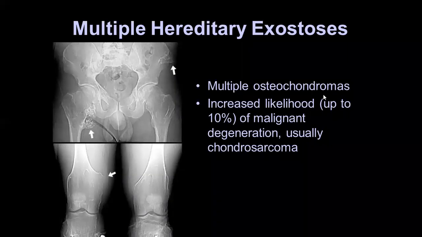This one, yeah, is multiple exostoses, which is the hereditary type, and here the malignancy risk is increased. And yes, when you find a child with one exostosis, search for other exostoses because it is probably hereditary, right?